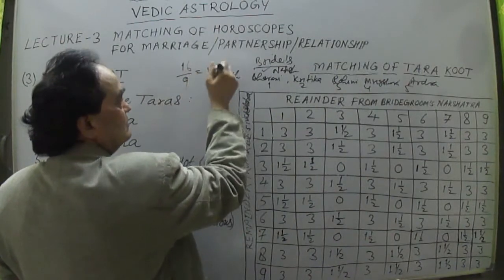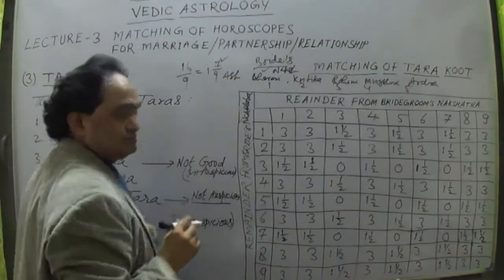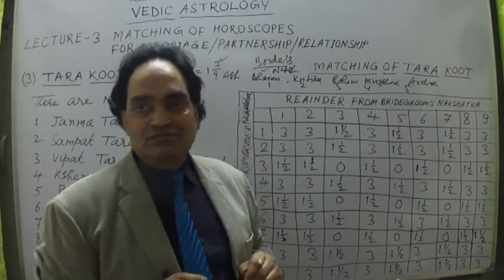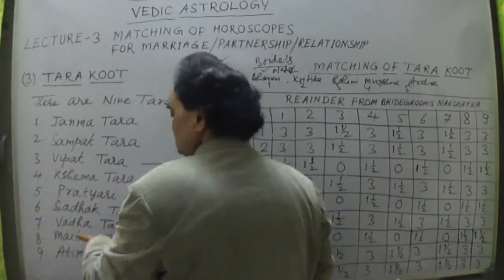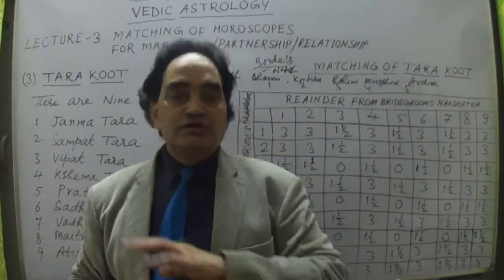Because 16 minus 9 is 7 upon 9. So 7 is the remainder. But 7 is malefic. Why? Because 7th is Vipat, this is Bhakta. If the remainder comes out to be 7, it is malefic.